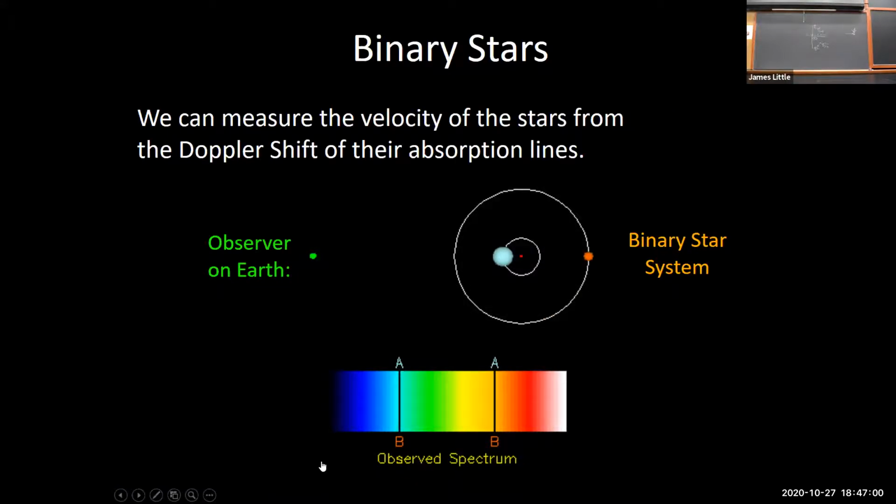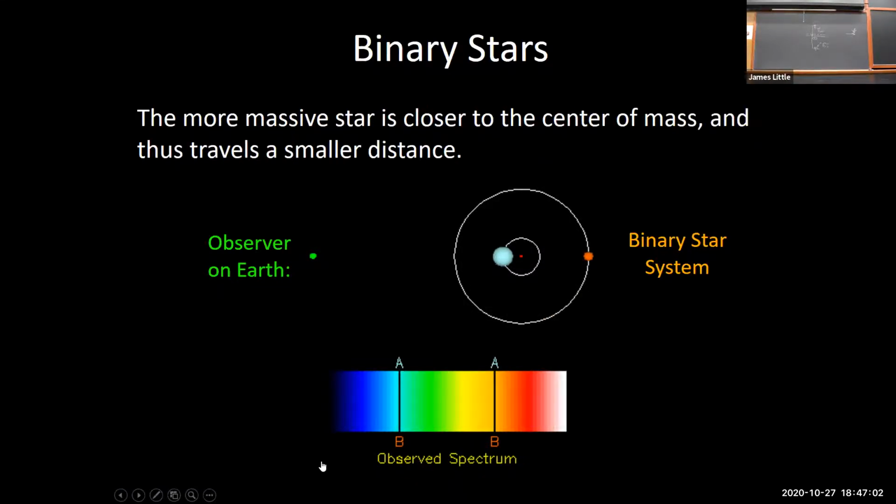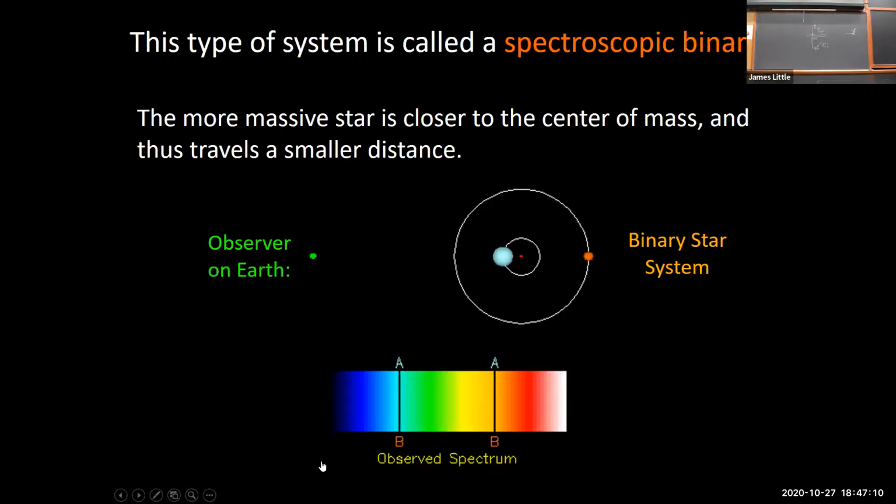So you measure the velocity of the stars and the Doppler shift in their absorption line. The more massive star is closer to the center of mass and thus travels a smaller distance and always moves slower. This kind of binary star system is called a spectroscopic binary because you determine that it's a binary star system by looking at its spectroscopy.